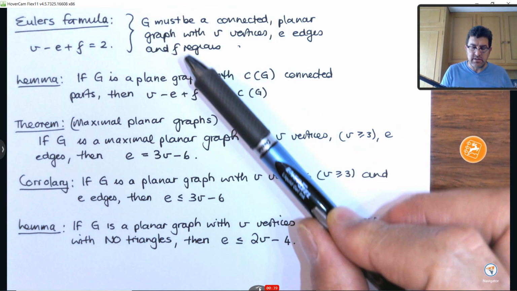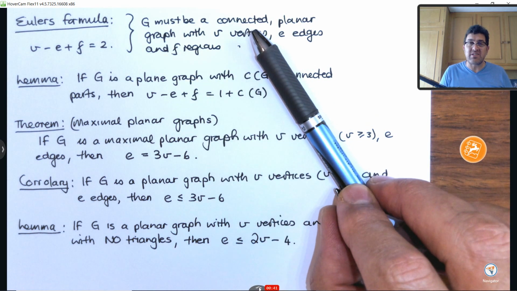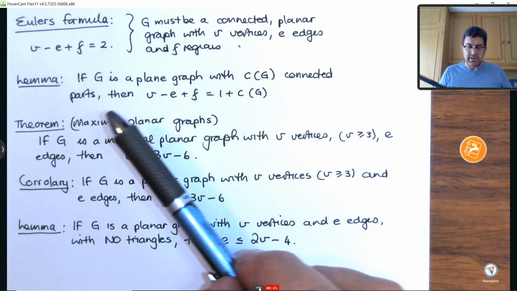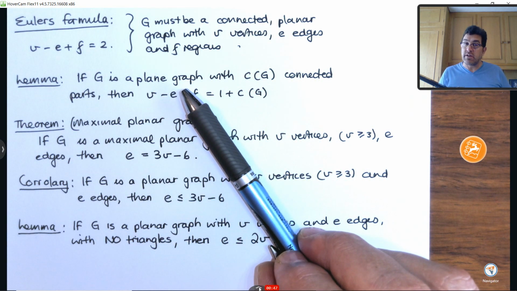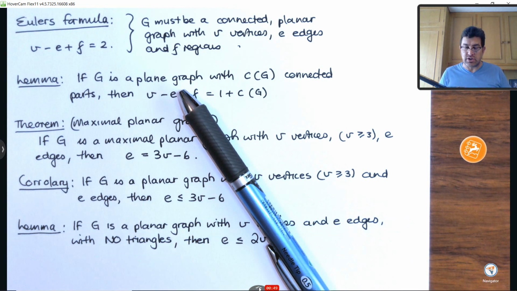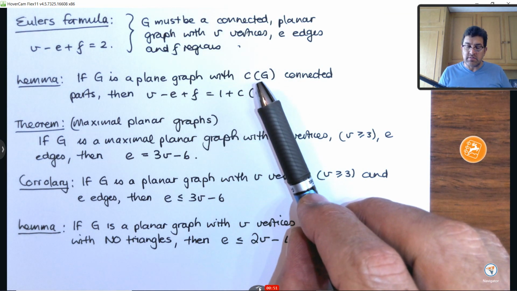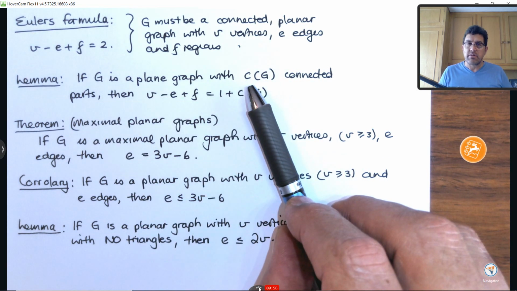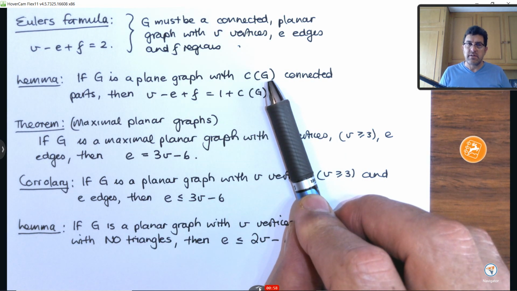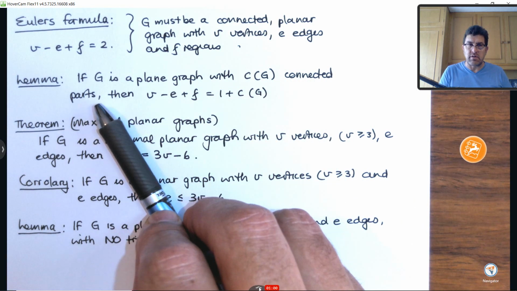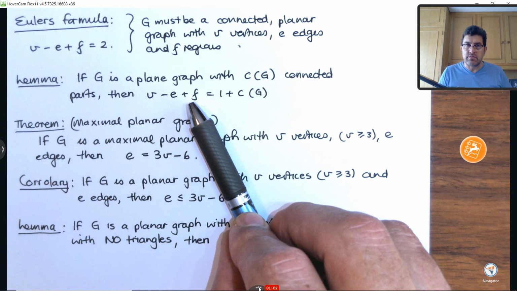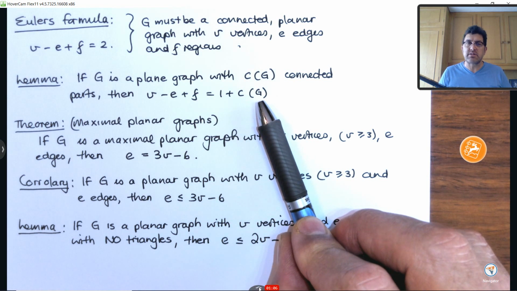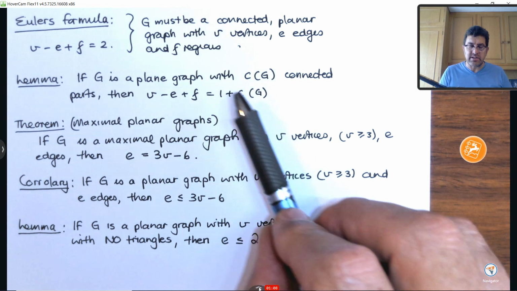Okay, from that it followed that if it's not a connected graph, what then? Well, if it's still a plane graph, in other words there are no edges crossing each other, and there are CG connected parts, connected graphs, a certain number of connected graphs, then Euler's rule changes to 1 plus the number of connected graphs instead of 2.